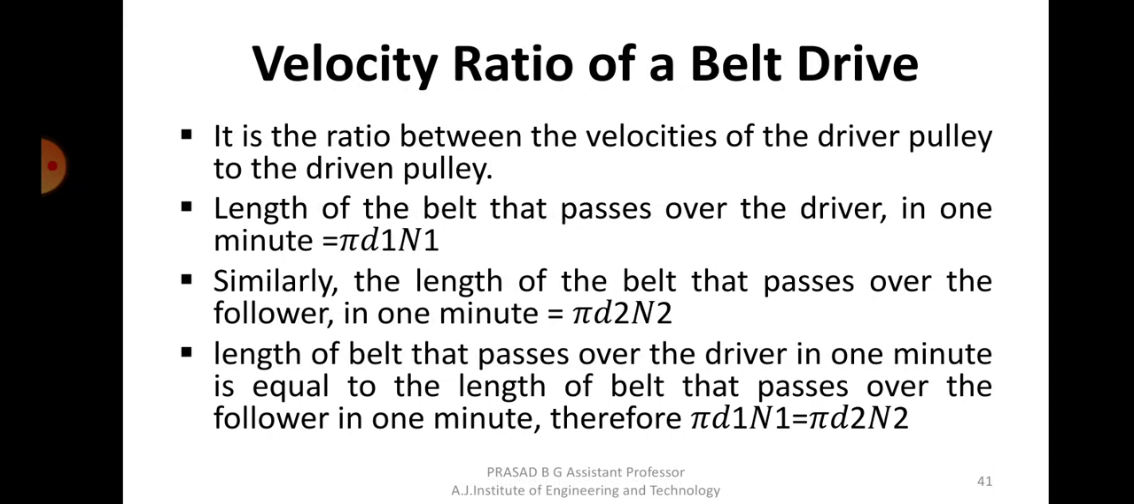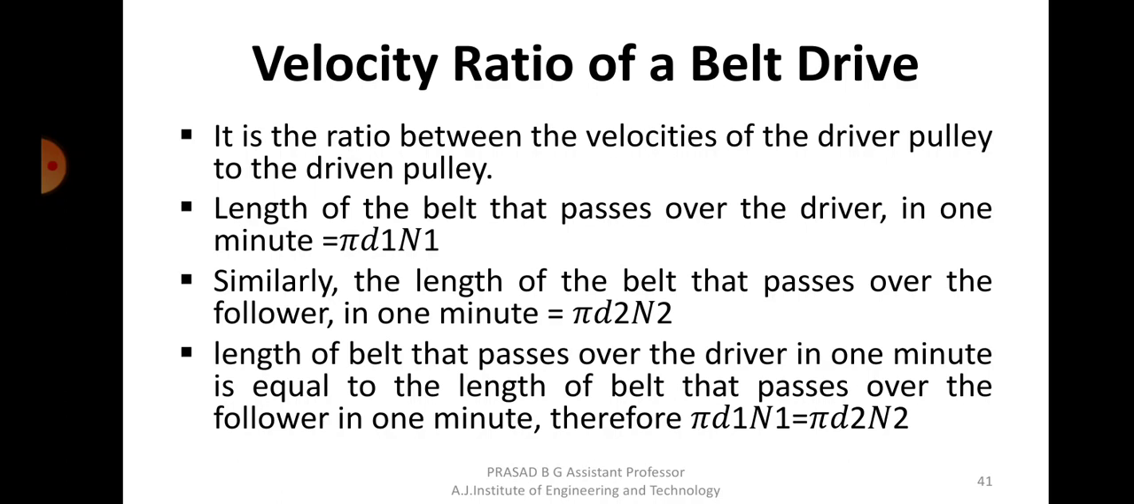So what is velocity ratio? It is the ratio of the velocity between the driver pulley and the driven pulley, right? In gears also it is the same case. So it is a ratio between the velocity of driver pulley and the driven pulley. So length of the belt that passes over the driver in 1 minute, that is a circumferential velocity, is given by pi d1 n1. Similarly the length of the belt that passes over the follower, that is the driven pulley, in 1 minute can be taken as pi d2 n2.